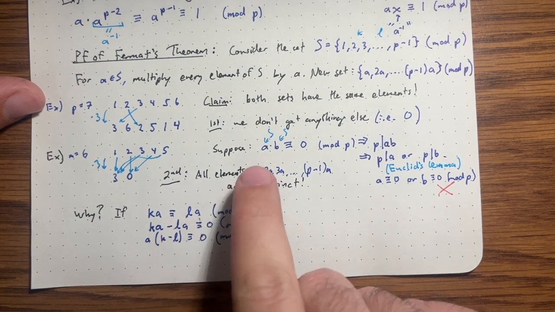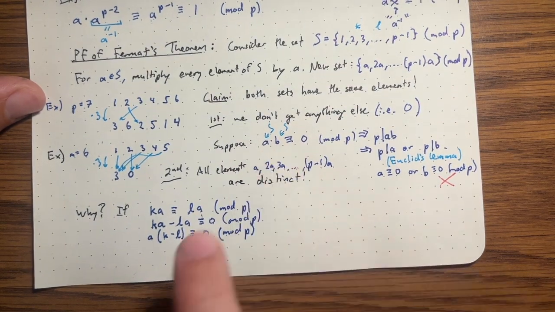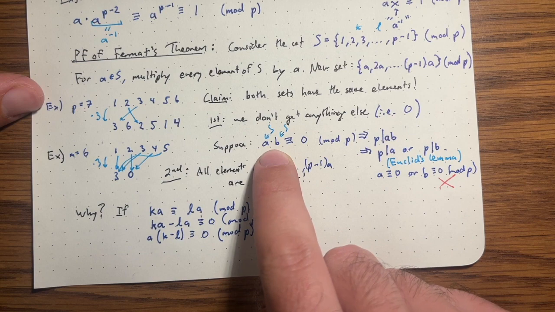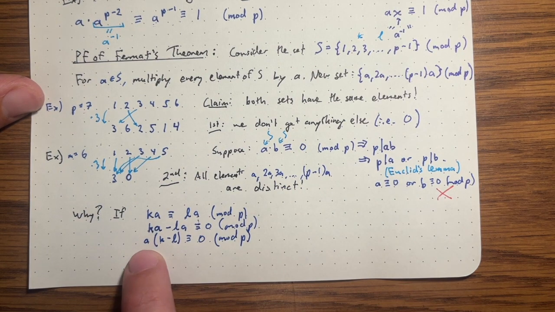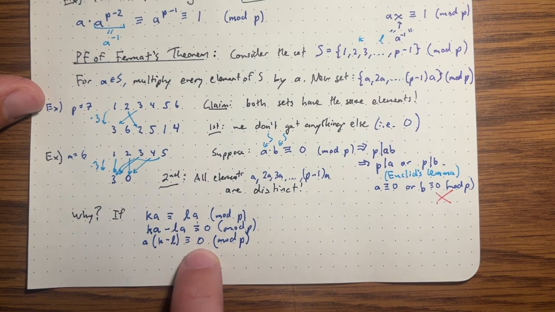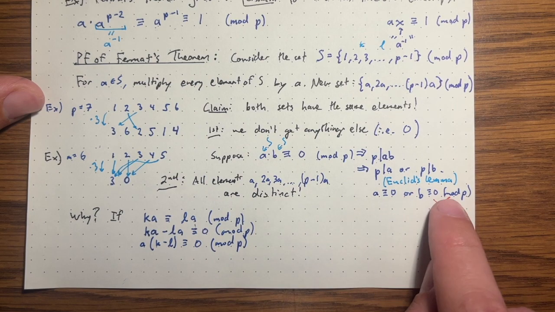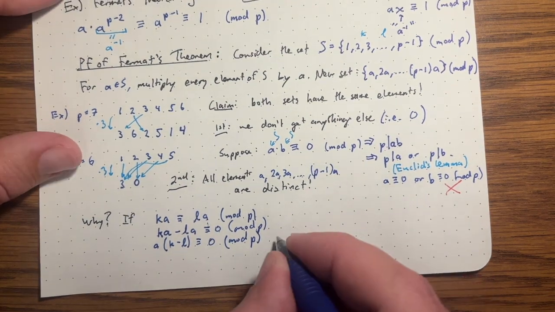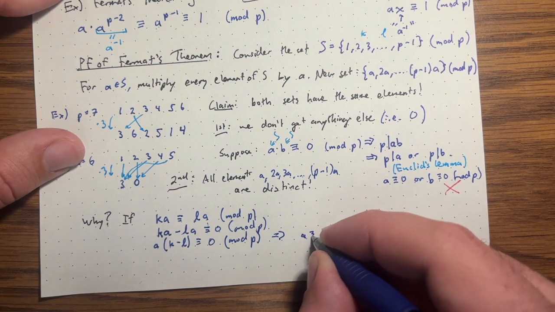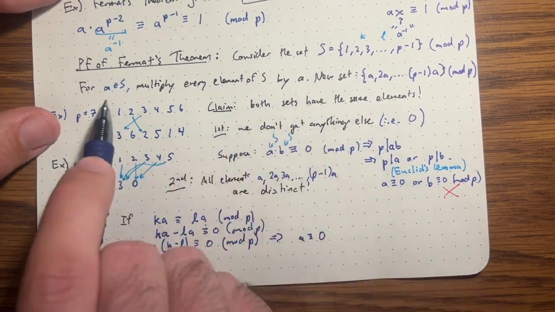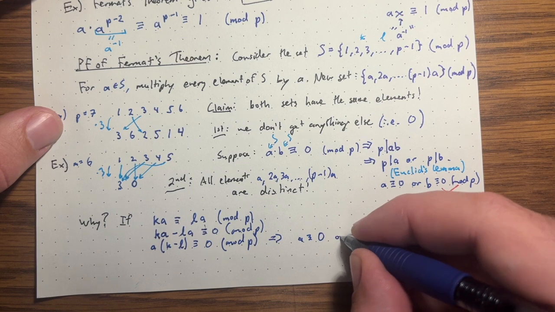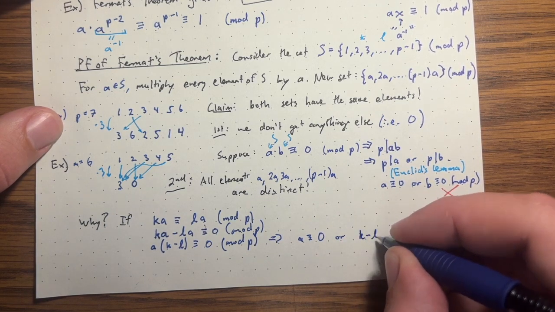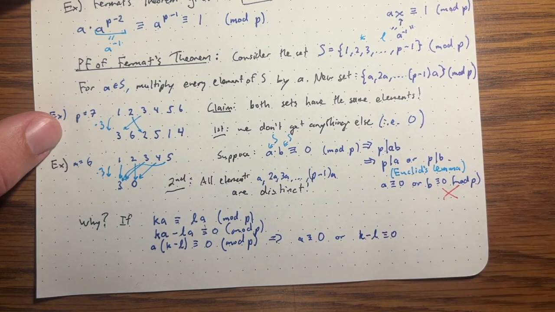This feels awfully similar to what we did here, right? Okay, so we have a product congruent to 0 mod p. That means, by Euclid's lemma, that A is congruent to 0, which we know it's not, because A is an element of S. Or K minus L is congruent to 0, right?